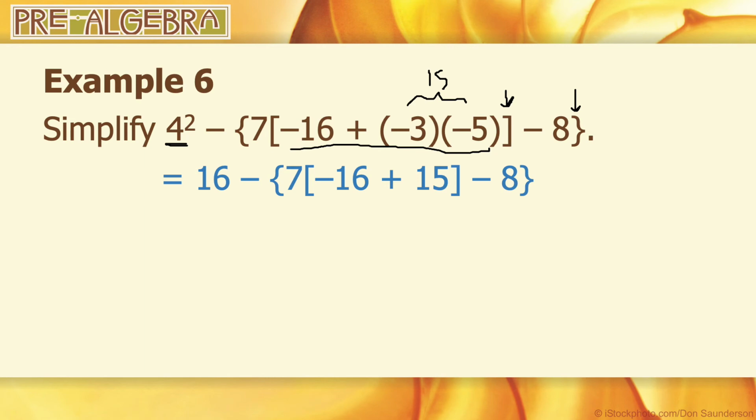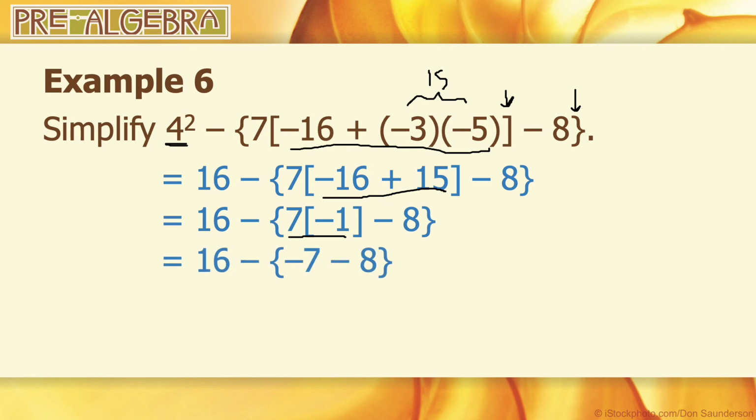And then again, I'm going to focus on the inside here and the operation that's taking place. So negative 16 plus 15. That's negative 1. And now I can multiply. So that's negative 7. I can work on this. So negative 7 minus 8. I have negative and then it's becoming more negative, so I'm going to have a bigger negative number.